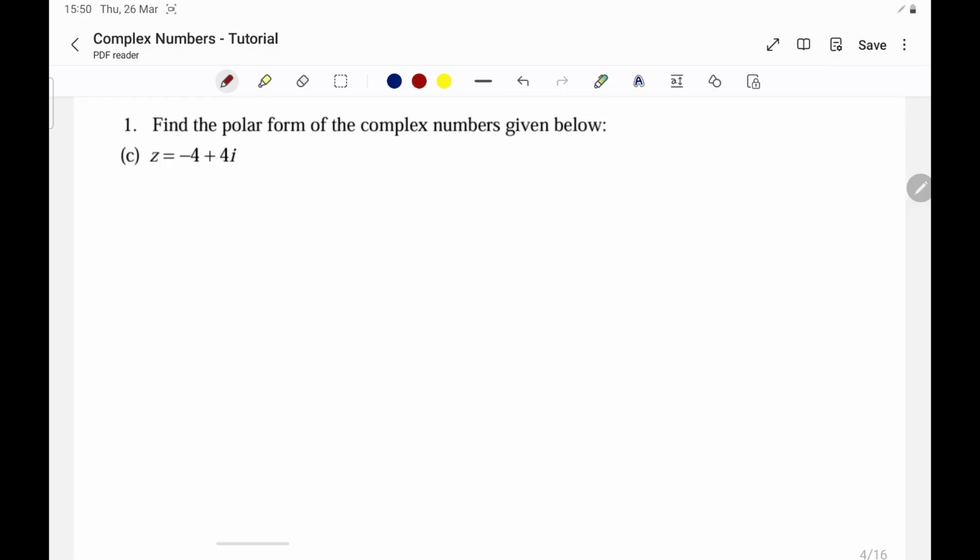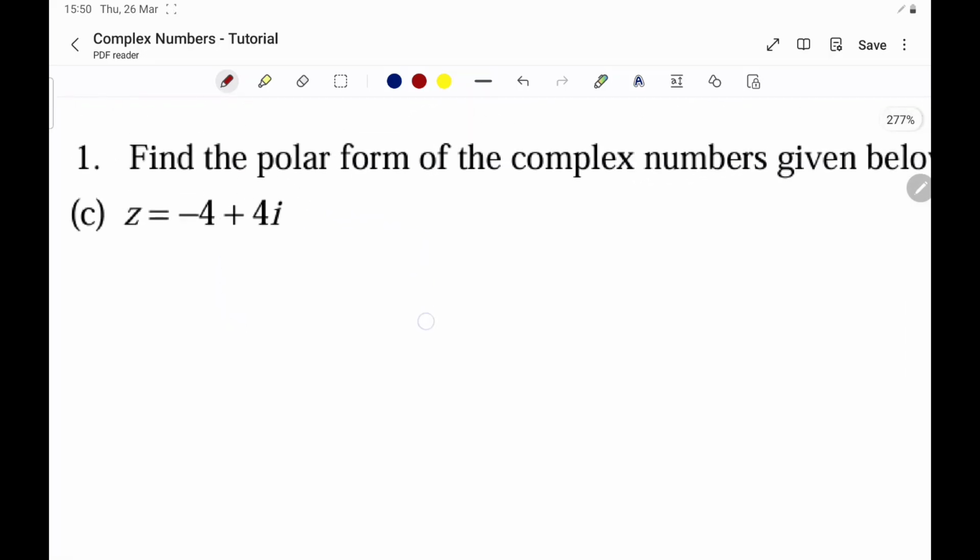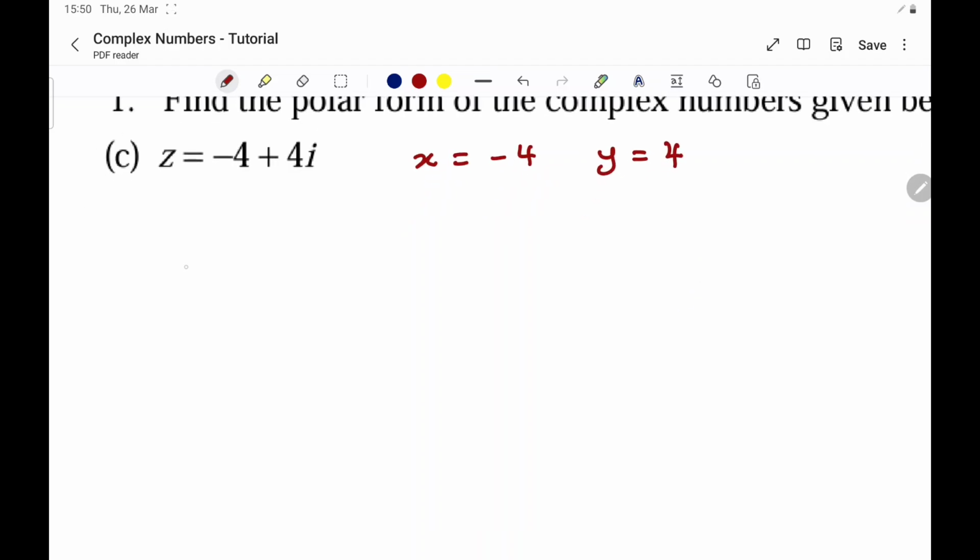Question 3, find the polar form of the complex number given below. We have z is equal to negative 4 plus 4i. From this, first identify what is x and what is y. So x is equal to negative 4, y is equal to 4. Now we want to write in the polar form, which is z is equal to r cis theta.